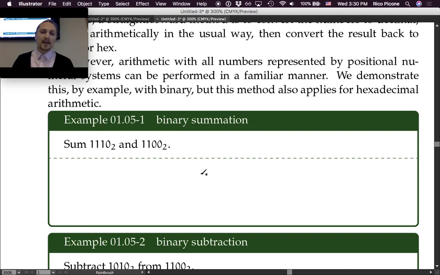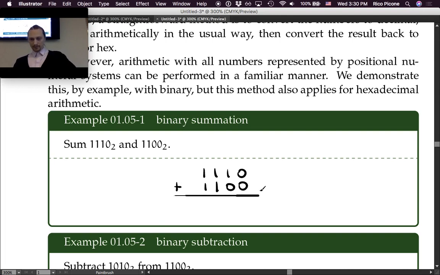Okay, so let's sum these, and you guys know what we're going to do. We're going to go ahead and write these numbers out in rows. So 1, 1, 1, 0, and then we're going to do plus 1, 1, 0, 0, and our good old-fashioned sum down the columns is what we'll do. Starting at the right, 0 plus 0 is 0. 1 plus 0 is 1. 1 plus 1, oh, we overflow. So we have 0 and a remainder of 1.